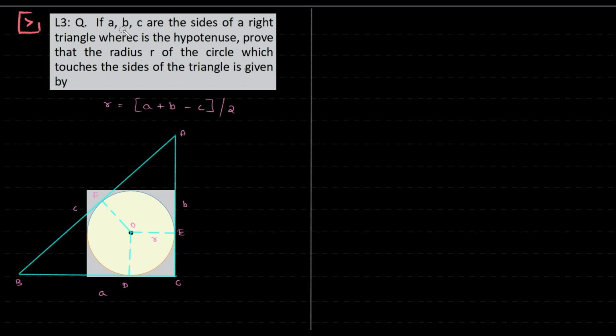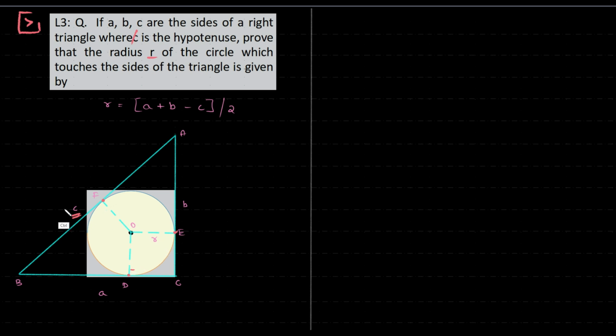If a, b, c are the sides of a right triangle where c is the hypotenuse, so we have the c over here, prove that the radius r of the circle which touches the sides of the triangle is given by... So we have the radius and this is touching the sides of the triangle. So basically we are looking at what? Yes, these are tangents and these are your radius. So all these angles are 90 degrees.